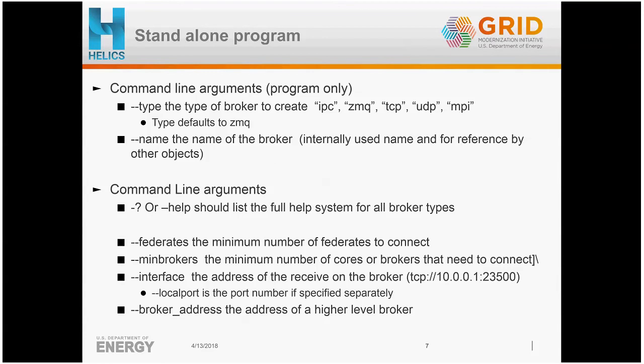The broker also functions as a standalone program. It's basically its own executable. On the command line, you give it a type, which is one of IPC, 0MQ, TCP, UDP, MPI, basically whatever communication medium you want the broker to use. It defaults to 0MQ, which is the default mode for operation in HELICS. The name of the broker is used internally, and you can also reference the broker via other objects if they're in the same process.